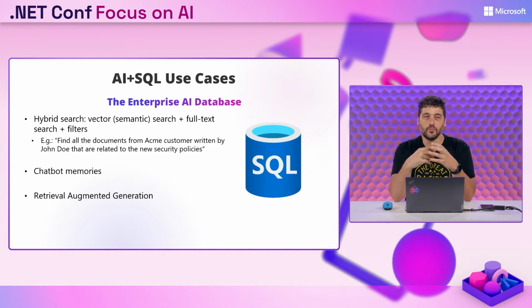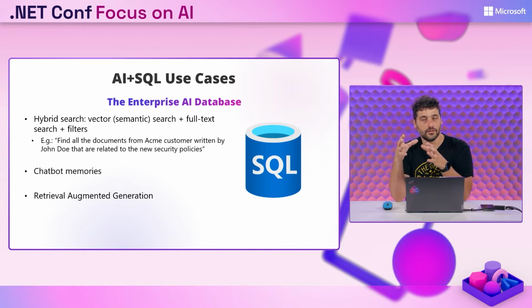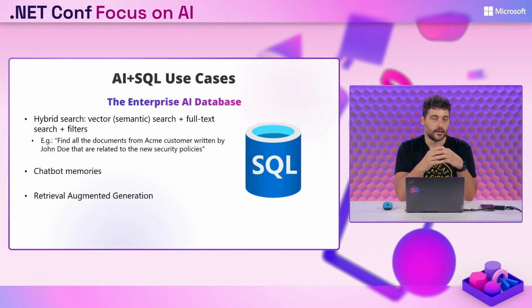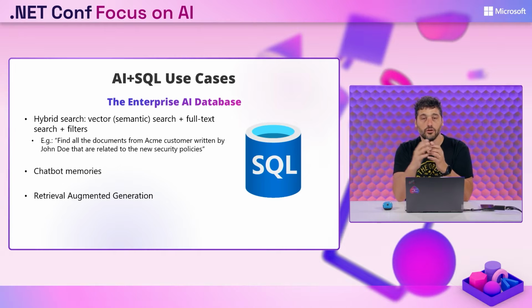Again, customers come to me and ask, I have this very common situation. I have my data in Azure SQL or SQL Server, and I would like to add vector search because I would like to be able to filter by, let's say you are an insurance company and you have all your data already in SQL, so you want to find all the contracts that are related to a specific person or created by a specific employee, and within those contracts you want to chat with your data, ask a question in natural language, like for example, find all the documents from Acme customer written by John Doe that are related to the new security policies they need to apply.